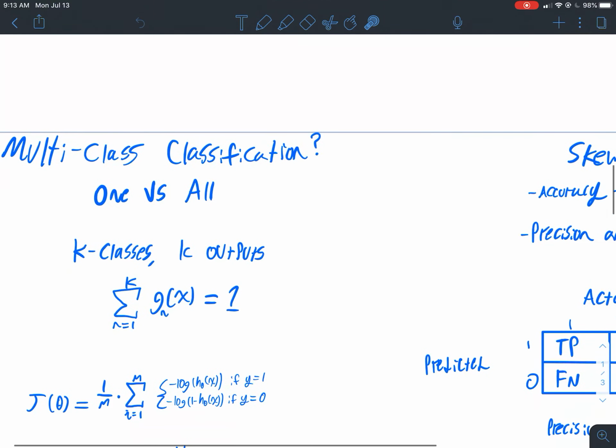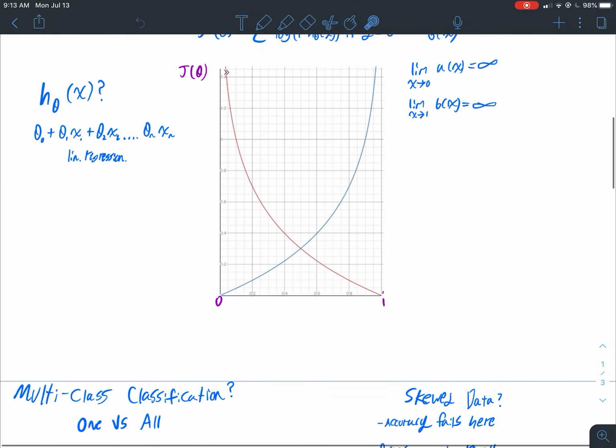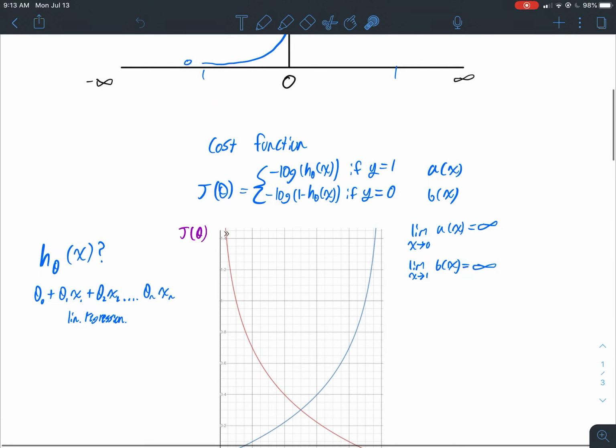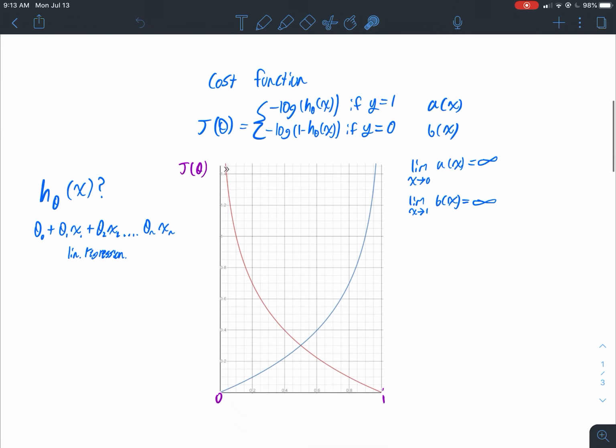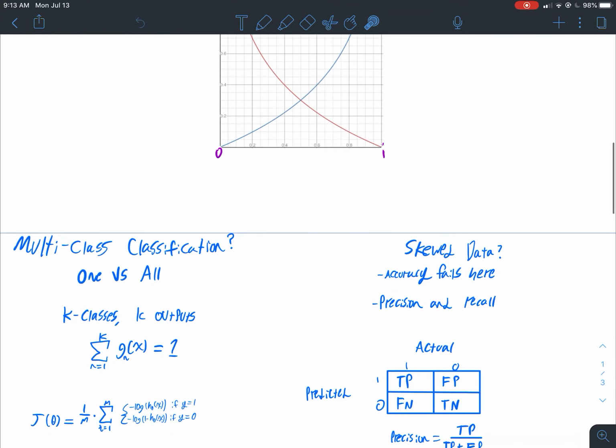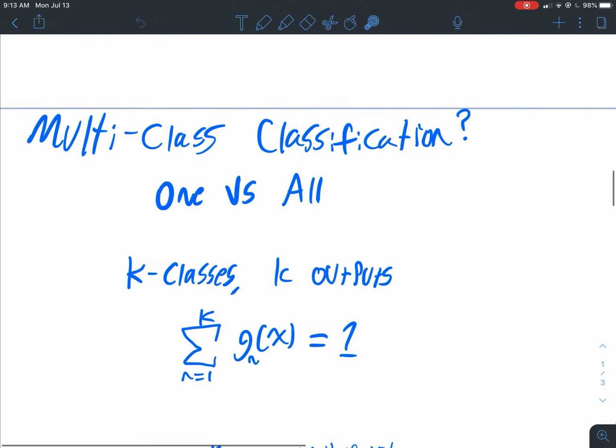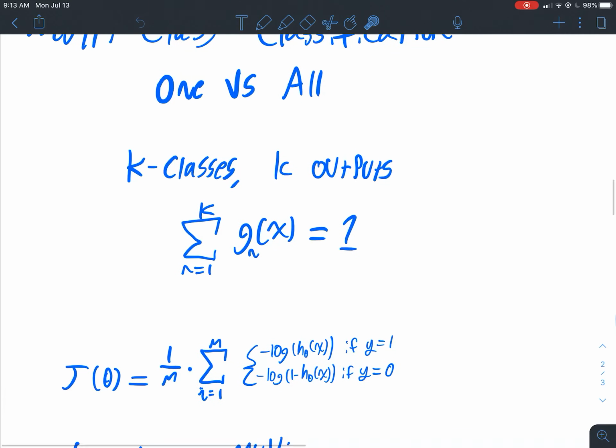That's the idea. But you might be thinking, okay, well, this is all good and all. But what if I don't want to do binary classification? What if I want to do multi-class classification? Well, the technique that we generally use is called one versus all classification. And here, if you have k classes, you create k sigmoid functions with k outputs. And you make sure that all of your outputs sum to 1.